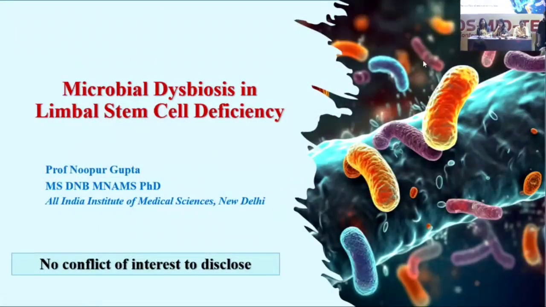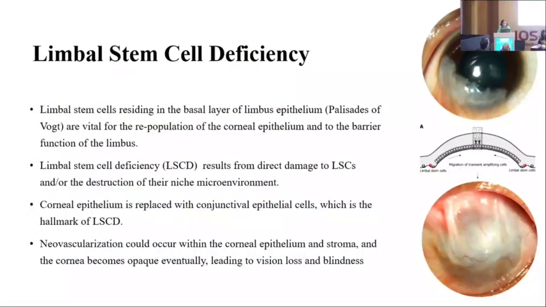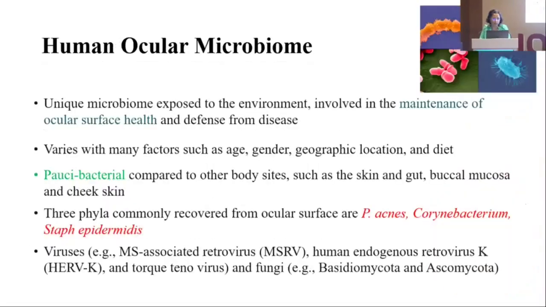So I would be just touching on the topic of microbial dysbiosis and limbal stem cell deficiency. We all know that limbal stem cell deficiency occurs due to a direct damage or destruction of the niche environment, and it is marked by neovascularization, loss of corneal epithelium and stroma, and the cornea eventually becomes opaque.